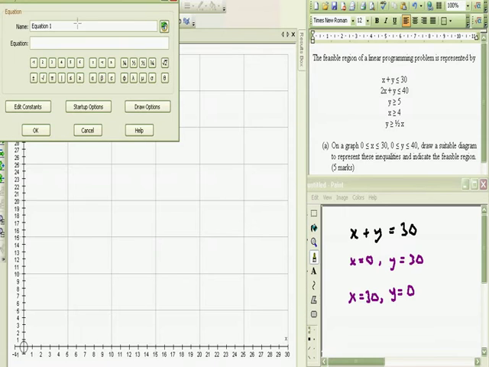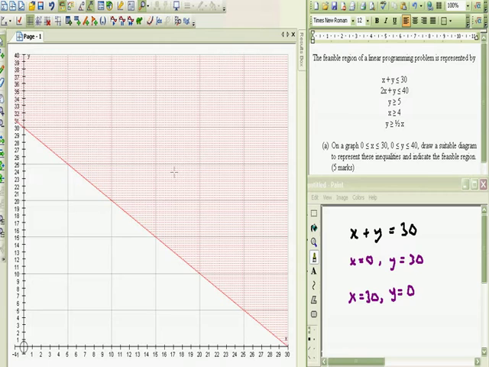So I go on to Autograph, I can type in x plus y is less than 30, press return, and Autograph draws it going through (0, 30) and (30, 0) as we thought, and it's already shaded in the top section of this line. Now if you needed to figure out which side of the line you needed to shade away, by the way, we shade off the region that we don't want.